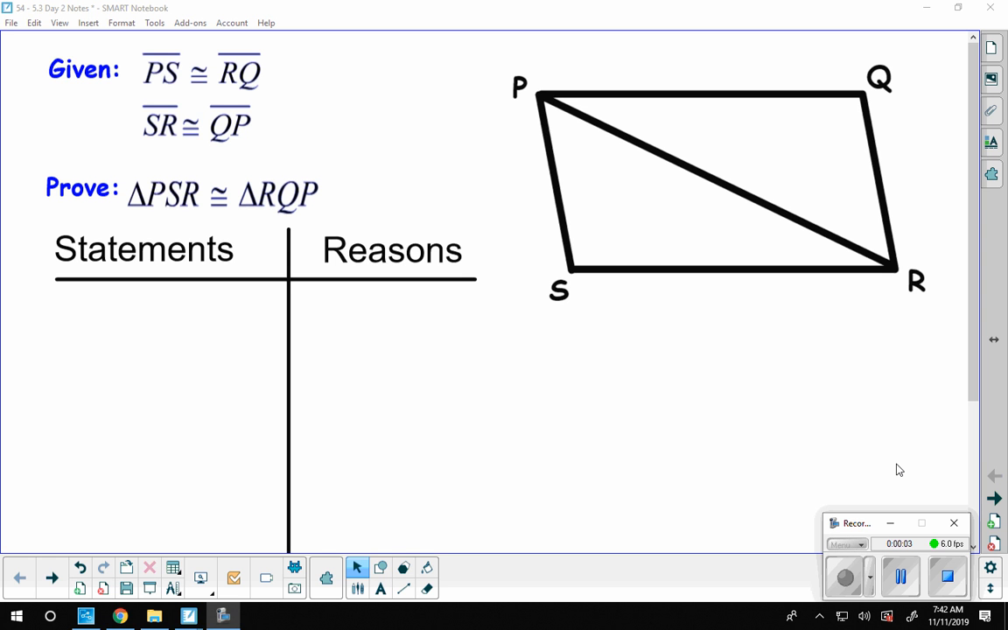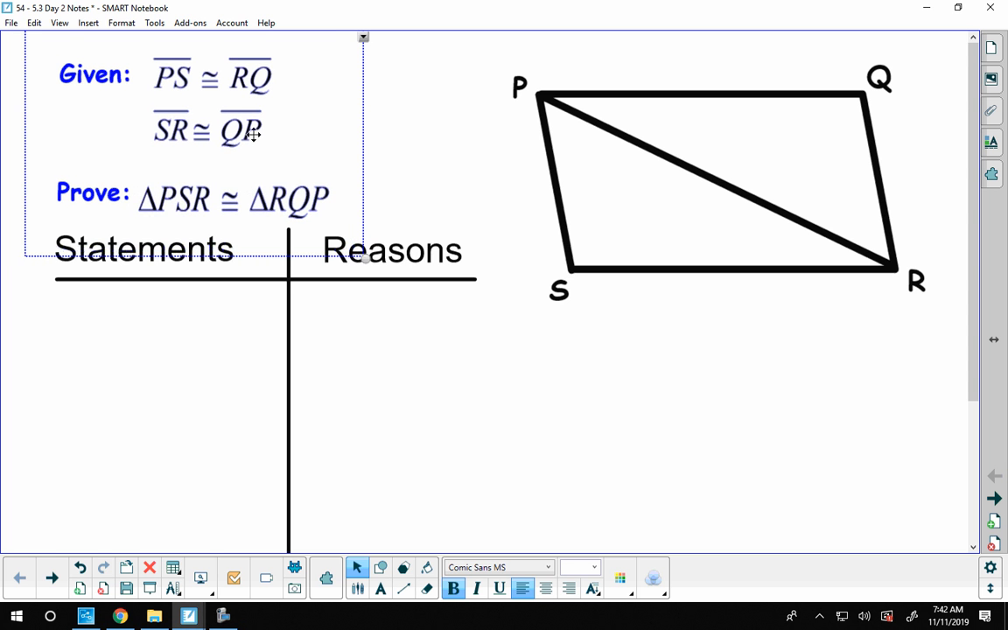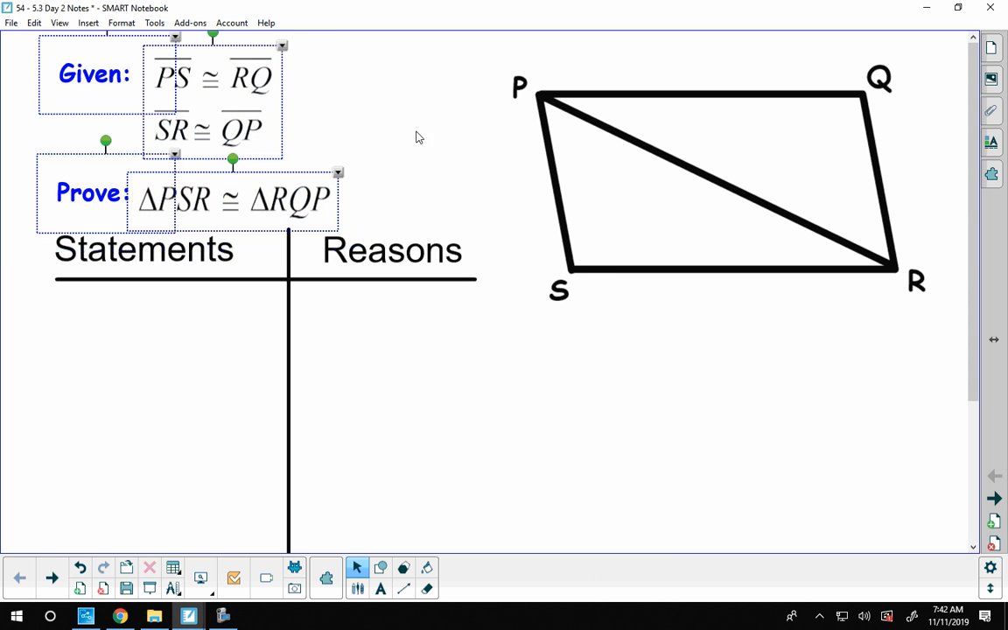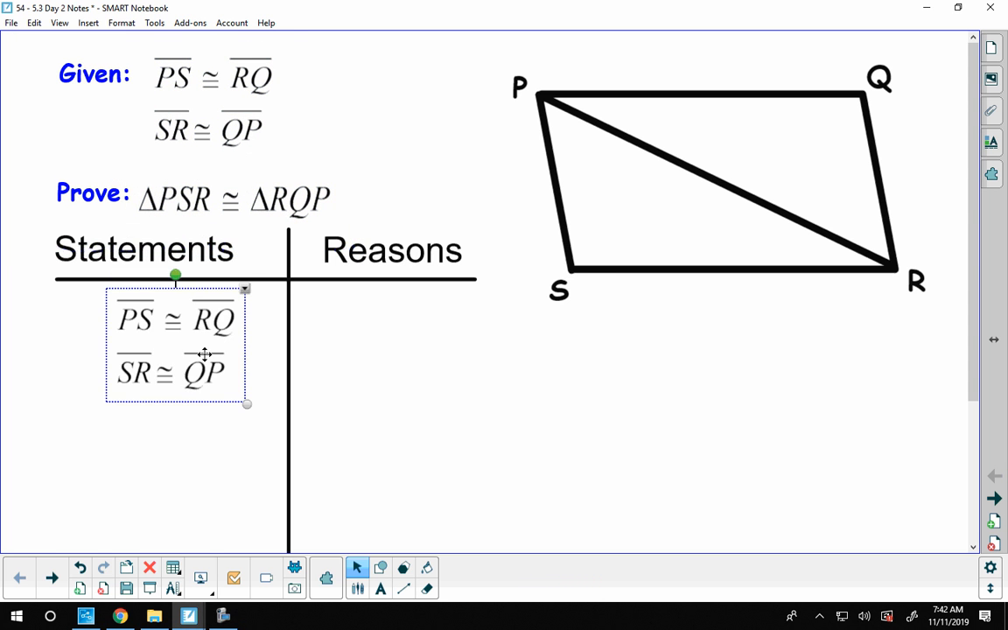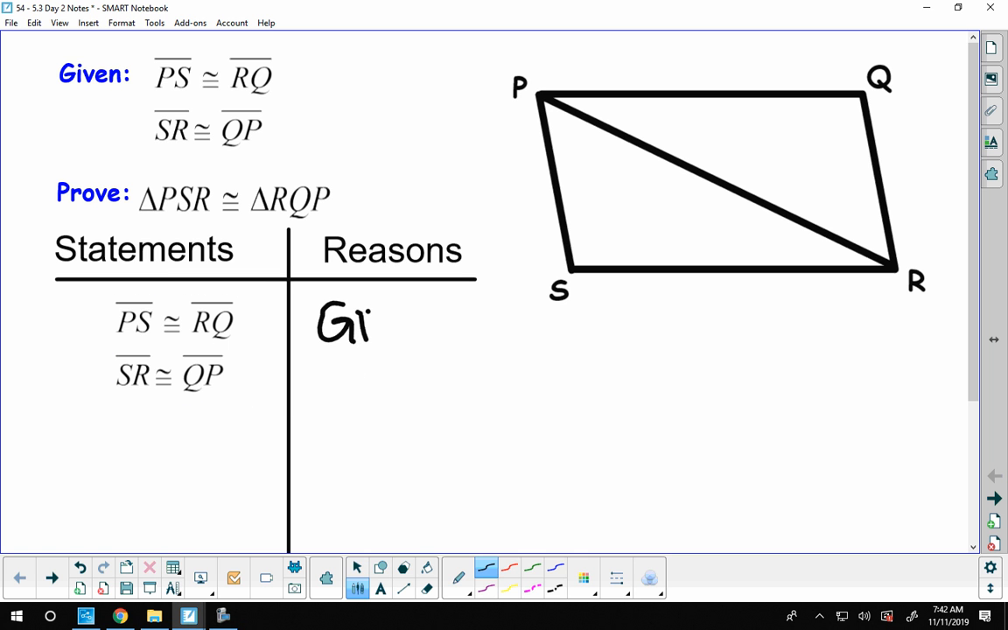Here are 3 additional proofs for section 5.3. So we always want to start with our givens. And neither of these givens are marked in our picture. So let's mark segment PS is congruent to segment RQ, and segment SR is congruent to segment QP. So we already have 2 pieces of information.